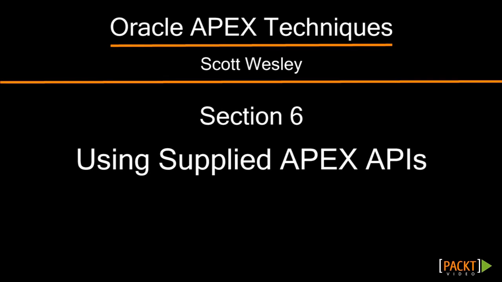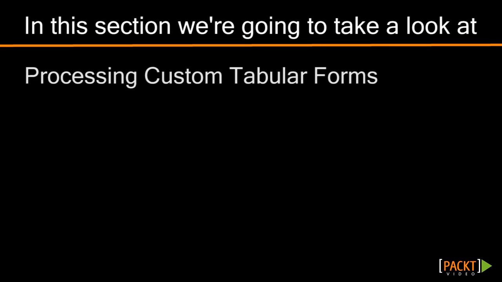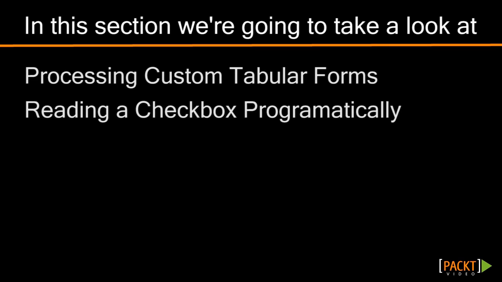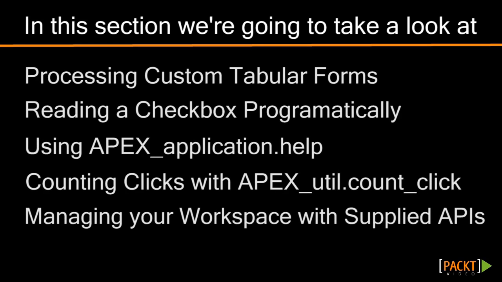Section 6. Using Supplied Apex APIs. In this section, we're going to have a look at the supplied APIs that Oracle provides to save us reinventing the wheel. This section will cover some of the APIs relevant to Application Express that relate to custom tabular forms, reading checkboxes, application help, and creating some background processes.